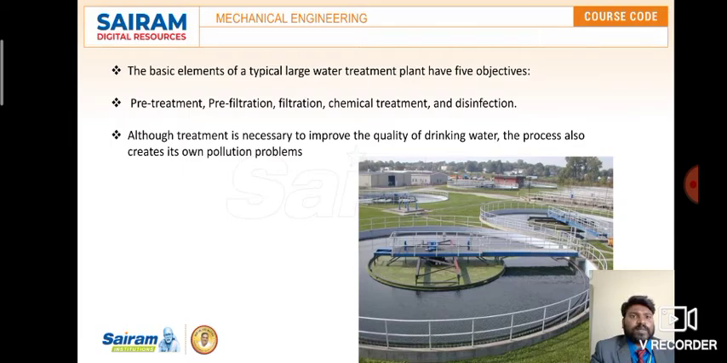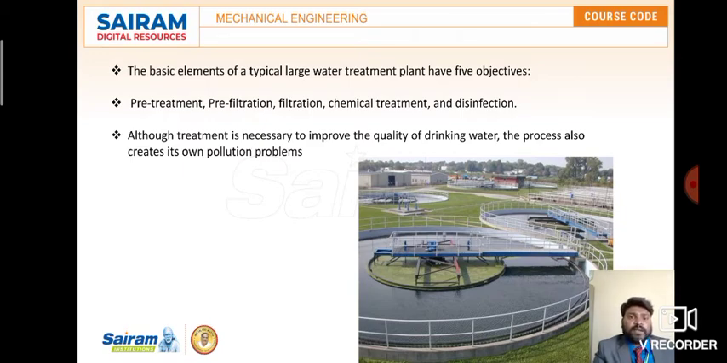So this is the water treatment plant. I'm talking about this water treatment plant. A typical large water treatment plant has 5 objectives. They are pre-treatment, pre-filtration, then filtration, then chemical treatment and disinfection. So these are the 5 objectives that a water treatment plant has. Pre-treatment, pre-filtration, filtration and chemical treatment will be done, and if infectious bacteria are there, disinfection will be done.